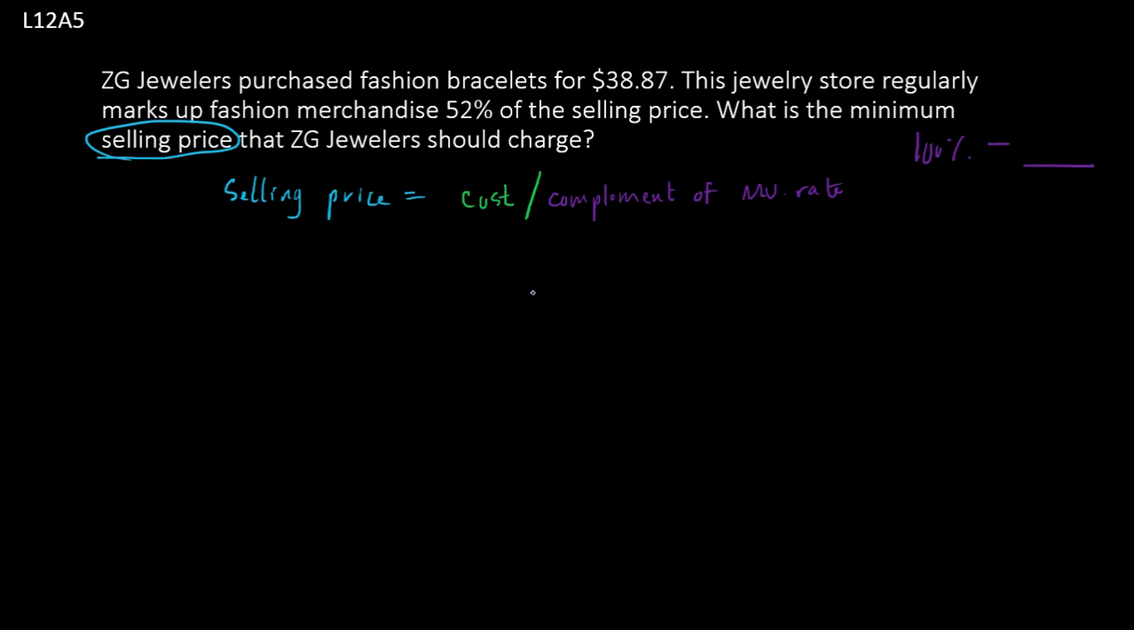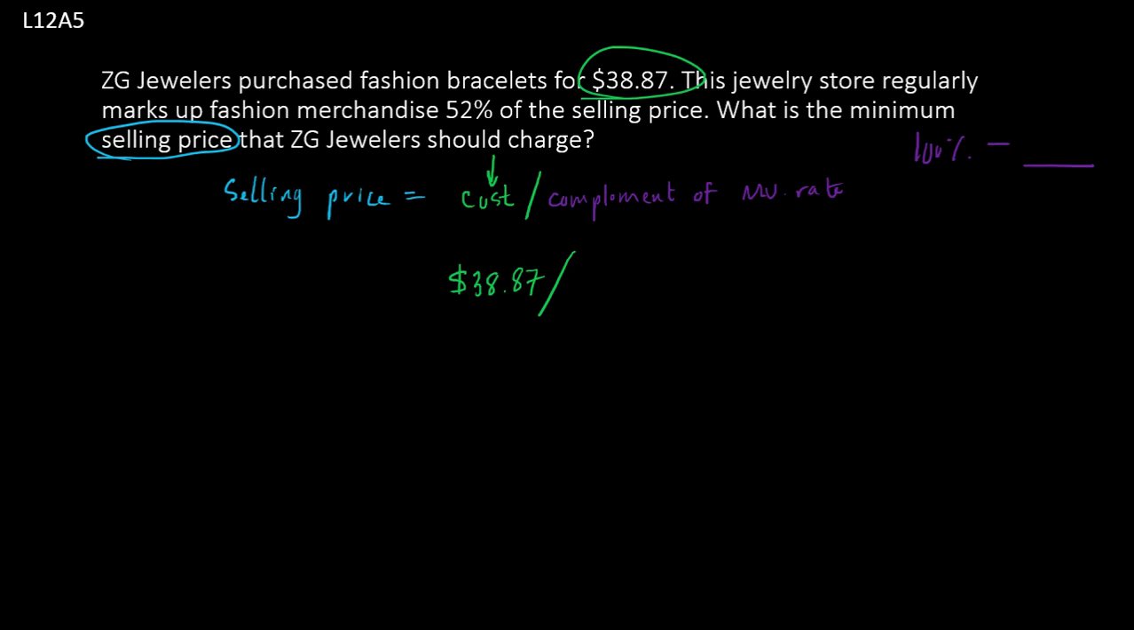So, let's see what we have here. Do I know these items? Well, I know that the cost is $38.87. Remember, cost refers to what the manufacturer or the retailer pays to get the item from perhaps a manufacturer. So my cost is $38.87.